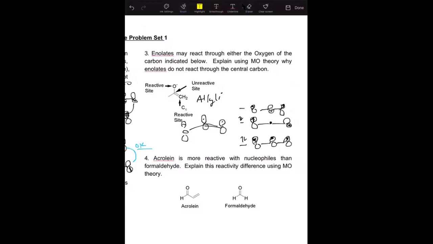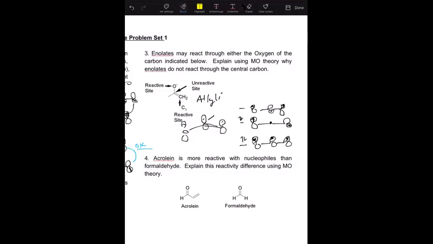Right. That's where your reaction is going to take place. So read the question and tell me why it'll never react through the central carbon. Look at the molecular orbitals and tell me. There don't appear to be any orbitals there. There's no orbital. It gets canceled, right?